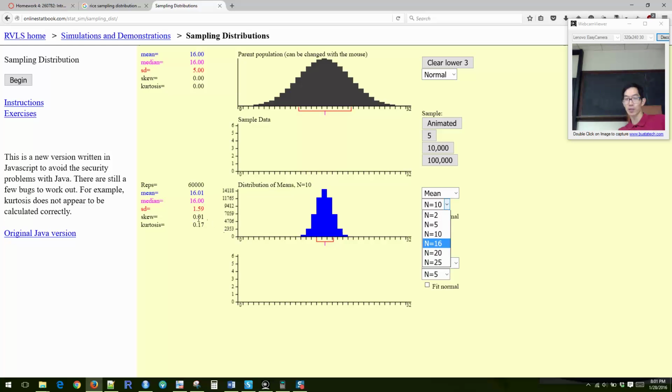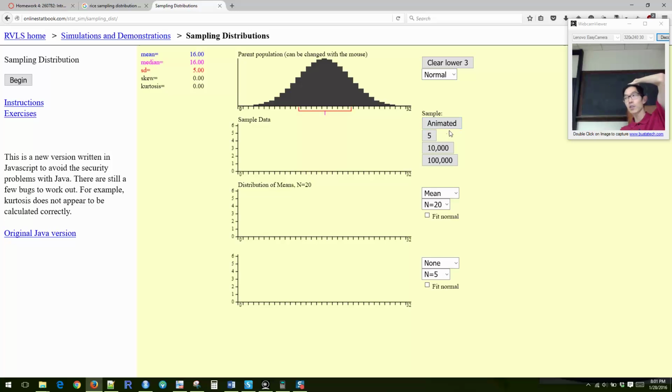So write this down. Population mean 16, standard deviation 5. With n equal to 10, the sampling distribution has a mean of 16 and spread of 1.59. Okay, so I'm going to take samples of size 20. So the spread was 1.59 when we had samples of size 10.